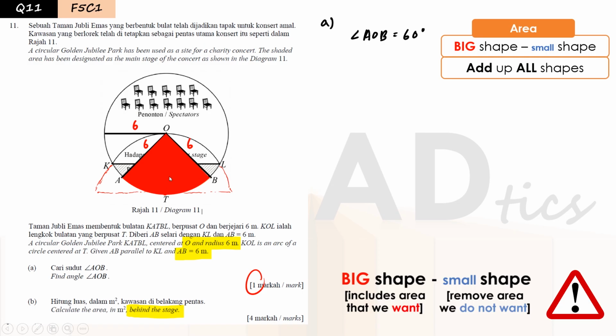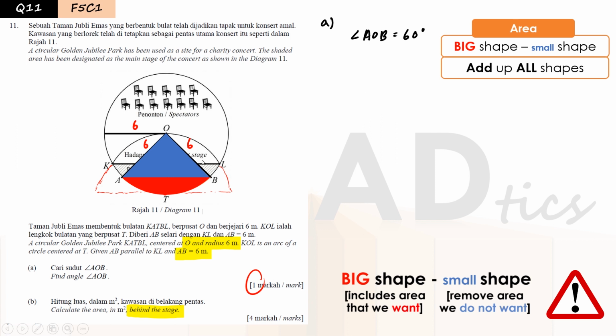So for example here, right, as you can see, this sector accidentally included the area here. Right? And as you can see, this is actually also a shape, which is the triangle, right? So from the big shape that I have, I need to minus off the parts that I don't want, which is this triangle, which is also my small shape.